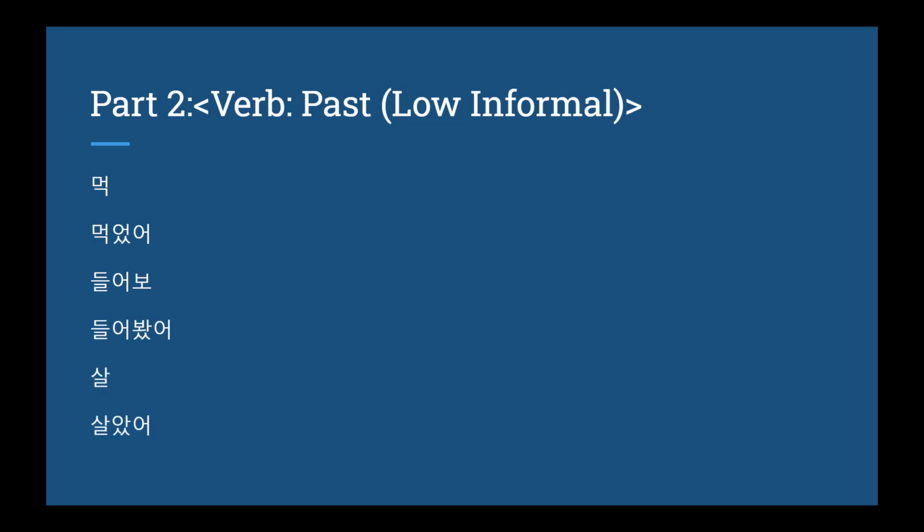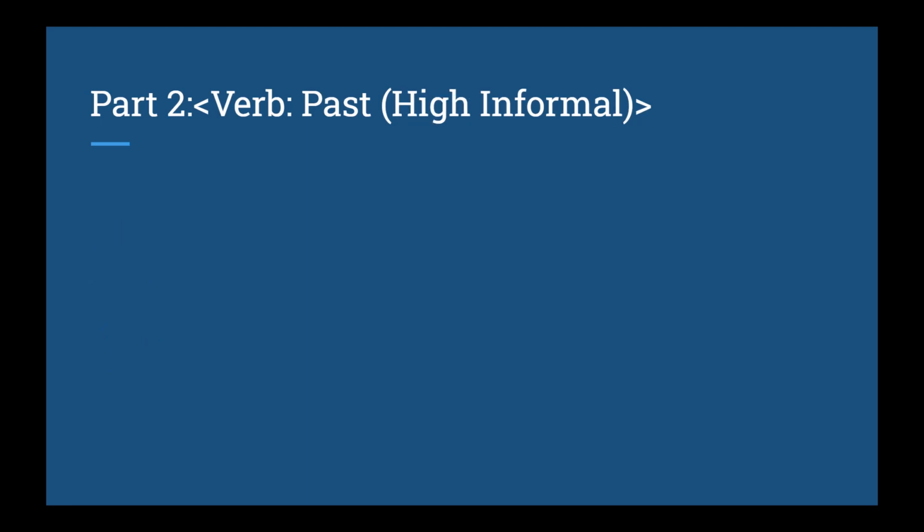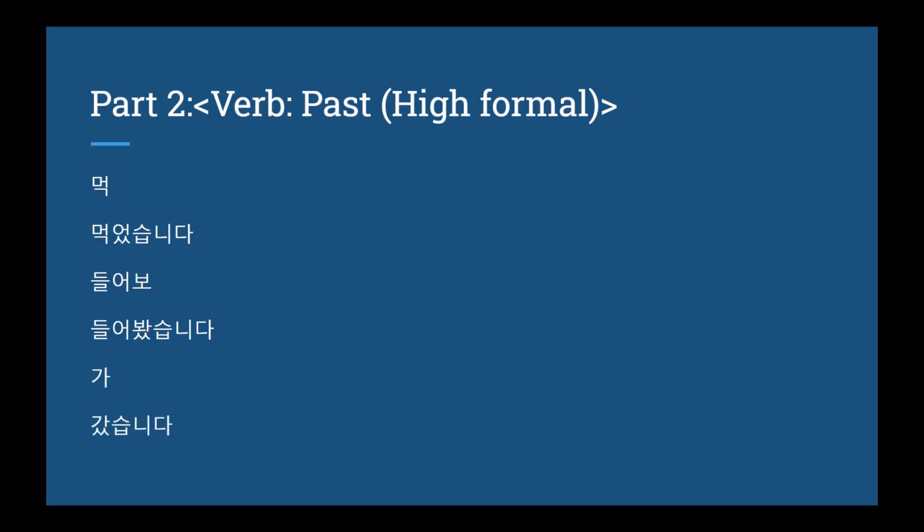In the high informal, we just take these and we add 요 at the end. So 먹 becomes 먹었어요. 들어보 becomes 들어봤어요, and 살 becomes 살았어요. Now finally, for the high formal, we're going to add 았습니다, 었습니다, or 였습니다 to the stem. So 먹다, the stem 먹, becomes 먹었습니다. 들어보 becomes 들어봤습니다, and 가 becomes 갔습니다.